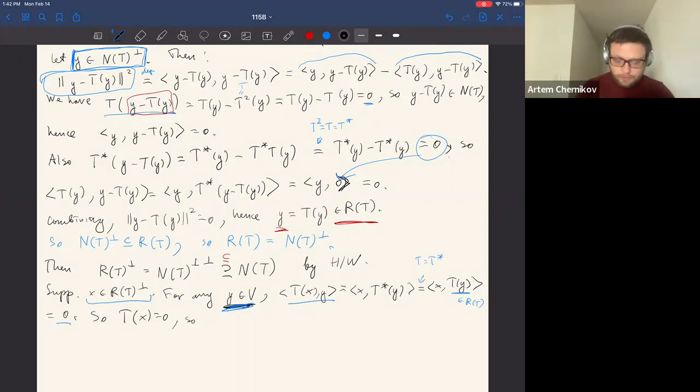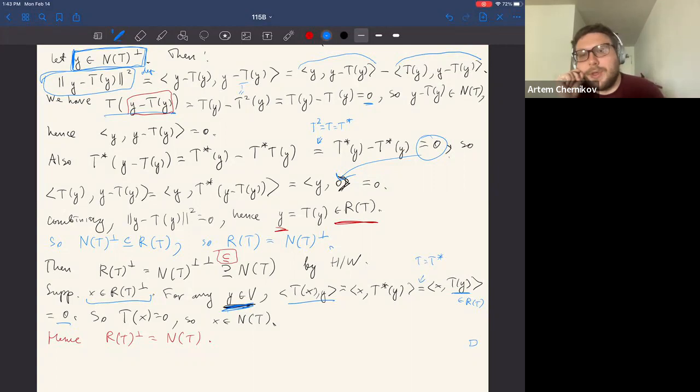So we conclude that x belongs to the null space of T. Okay, but that's exactly what we wanted, right? So this gives us this inclusion. So the total conclusion is then again that the orthogonal complement of the range space of T is the same as the null space of T. Okay, so that's it. This gives us both implications of the theorem.